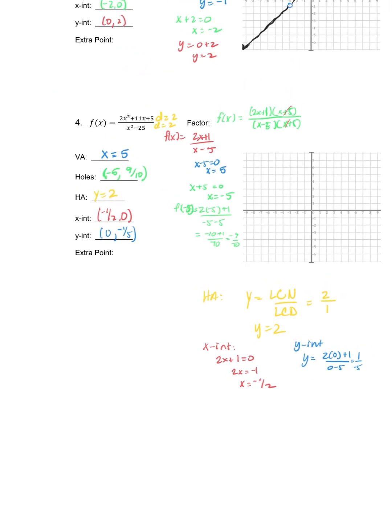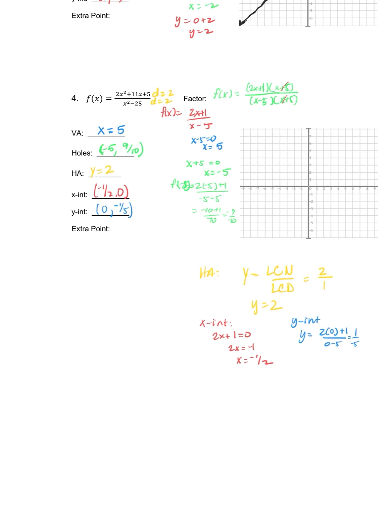This time it's kind of hard to do it to the left. For other ones we set it to the left, but that just happened to be for that one and the other one that we found. So let's plot everything that we know so far. We have a vertical asymptote at 5. We have a horizontal asymptote at 2. Okay, we have a hole at -5 and 9/10.